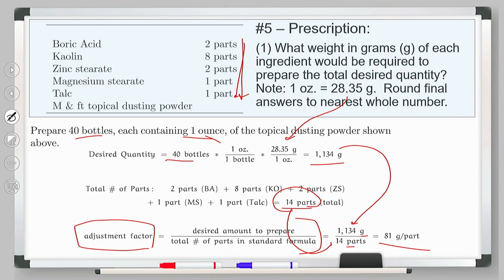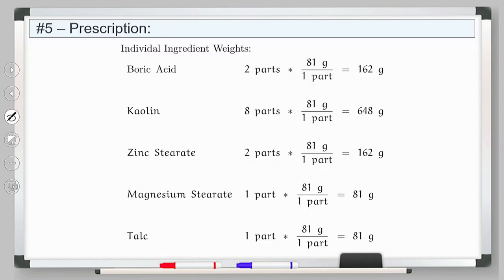I don't care. Per part of anything, for every part of any ingredient, I need 81 grams per part. So simply then, to determine the amount of each ingredient, take the number of parts called for in the formula times the same factor that we just determined. We needed 81 grams per part. Multiply it by every one of those parts, and you get each individual amount in grams.